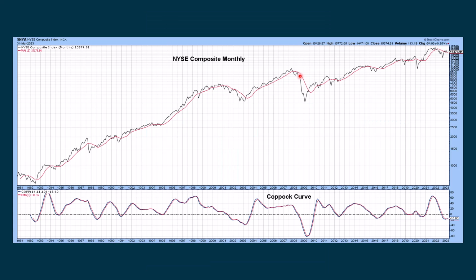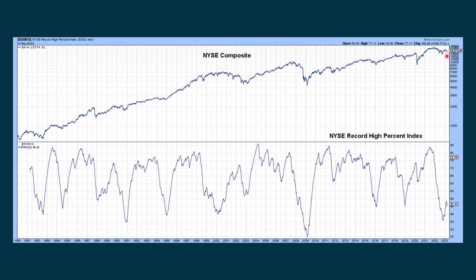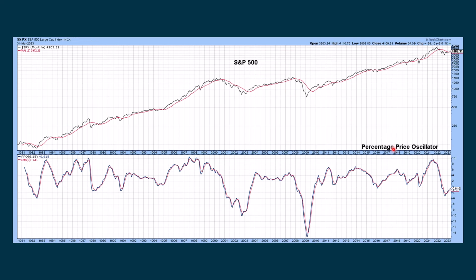Then another long-term study, we look at the NYSE monthly chart and show that the Coppock curve is pretty much flat right now, and the NYSE is just slightly below its moving average. So it's improving, but it's still negative overall. Then also with the NYSE composite, the NYSE record high percent index, after really coming back up, has been falling down, but it has bounced recently.